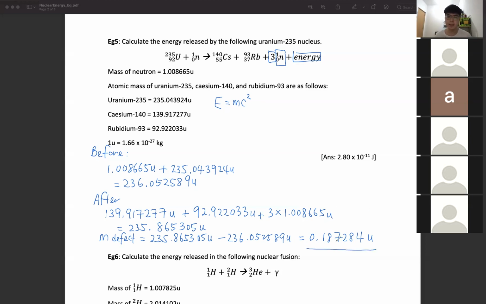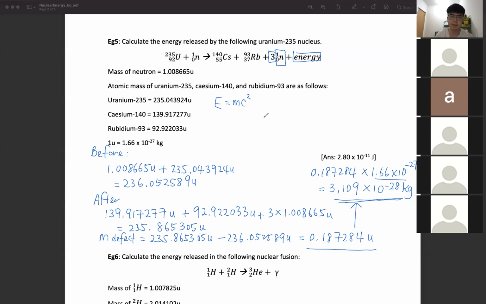But this one is in atomic mass unit, so you want to convert it to kg. So 0.187252 times 1.66 times 10 power negative 27. This is the mass of the proton. Okay, so equal to 3.109 times 10 power negative 28 kg. This is the mass defect.